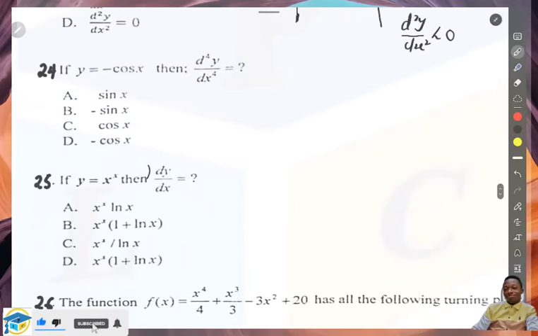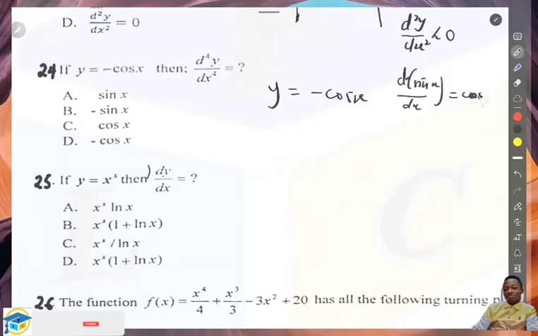Now, question number 24. We have y equal to negative cos x. We are asked to find the fourth derivative, d to the power 4 y over dx to the power 4. So we are asked to differentiate this function four times. You know the base rule for differentiation: when we differentiate sine x with respect to x, we get cos x, but when we differentiate cos x with respect to x, we get negative sine x. So let's go by this.